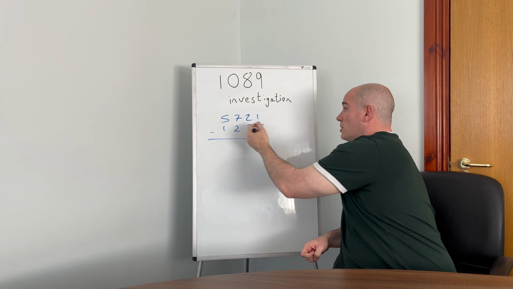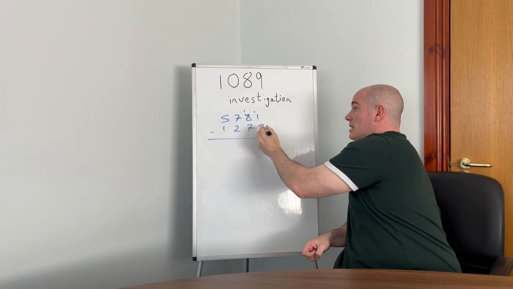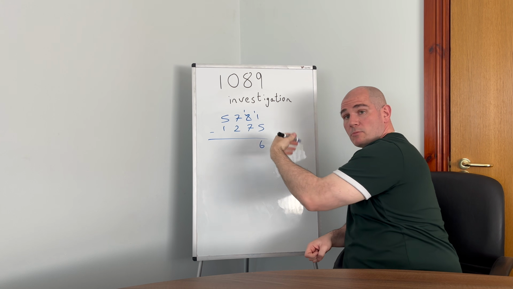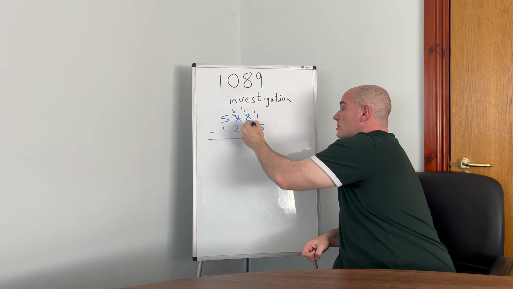So we have this one, and if we do the subtraction, we're going to get 11 take away 5 is equal to 6. 1 take away 7, we're going to need to borrow. So that's now 6 and a 1.